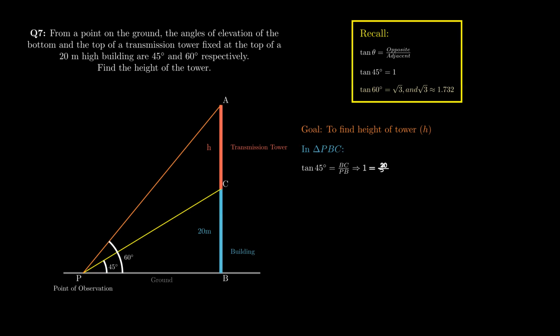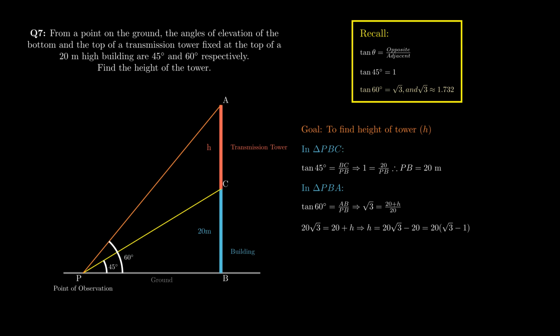In triangle PBC, tangent 45 equals 20 over PB. This means the horizontal distance PB is also 20 meters. In triangle PBA, tangent 60 is the total height, 20 plus h, divided by 20.